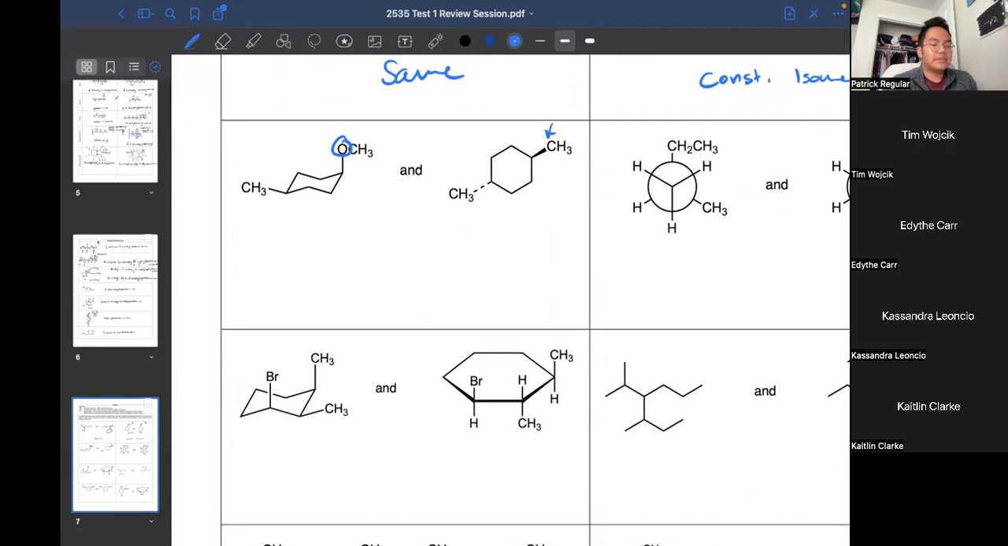Now, one of the questions that he could throw at you is making you compare one of these Kekulé structures and a chair conformation. So to give us some practice, let's just pretend that the O isn't there. Would these be the same or different?